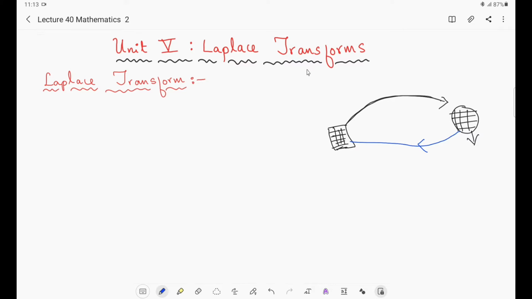Now we have to start understanding the meaning of the Laplace transform. Then we will establish a few properties of the Laplace transform and try to solve various problems, right? So let us see the definition of the Laplace transform now.